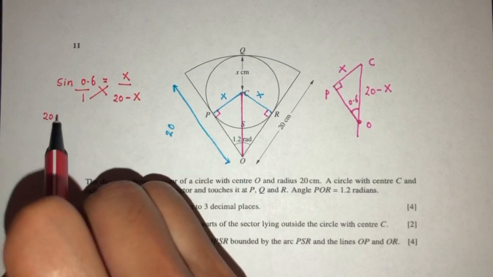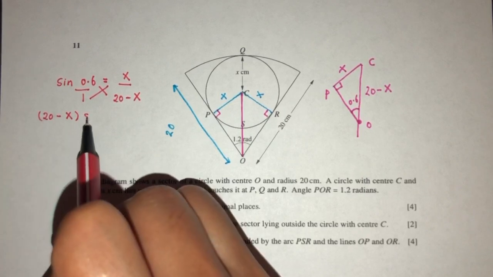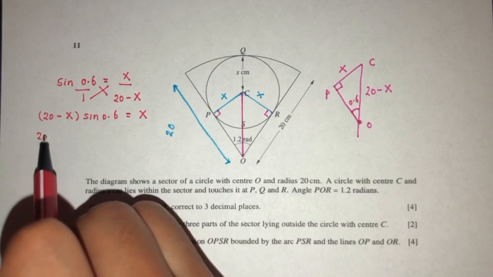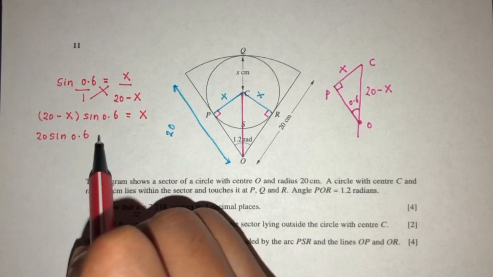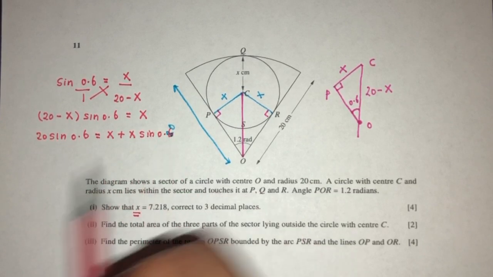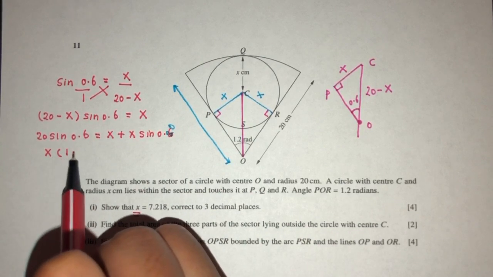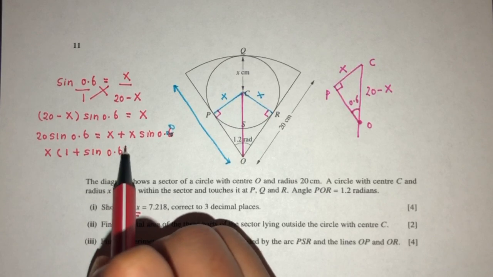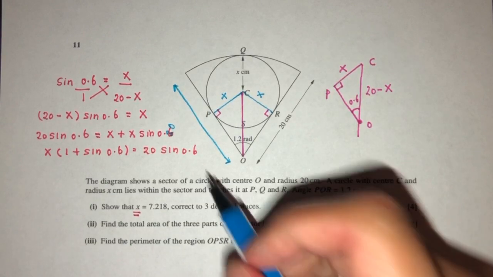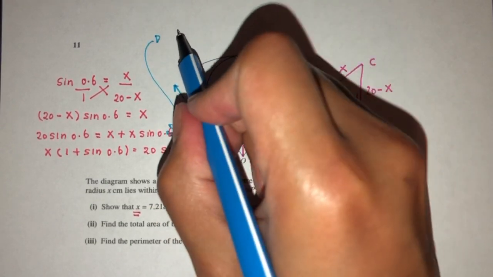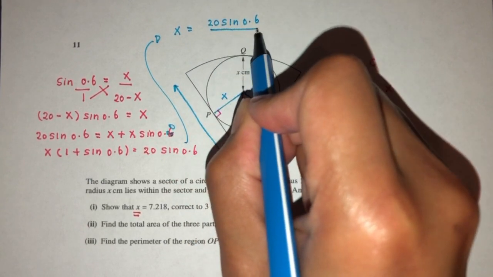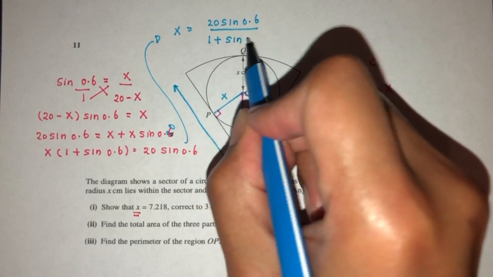You have 20 minus x, sine of 0.6 equal to the value of x. Now we can expand. You will have 20 sine of 0.6 equal to x plus x sine of 0.6. So we can factorize. x times (1 plus sine of 0.6) equal to 20 sine of 0.6. Now from this point, x will be what? 20 sine of 0.6 divided by 1 plus sine of 0.6.